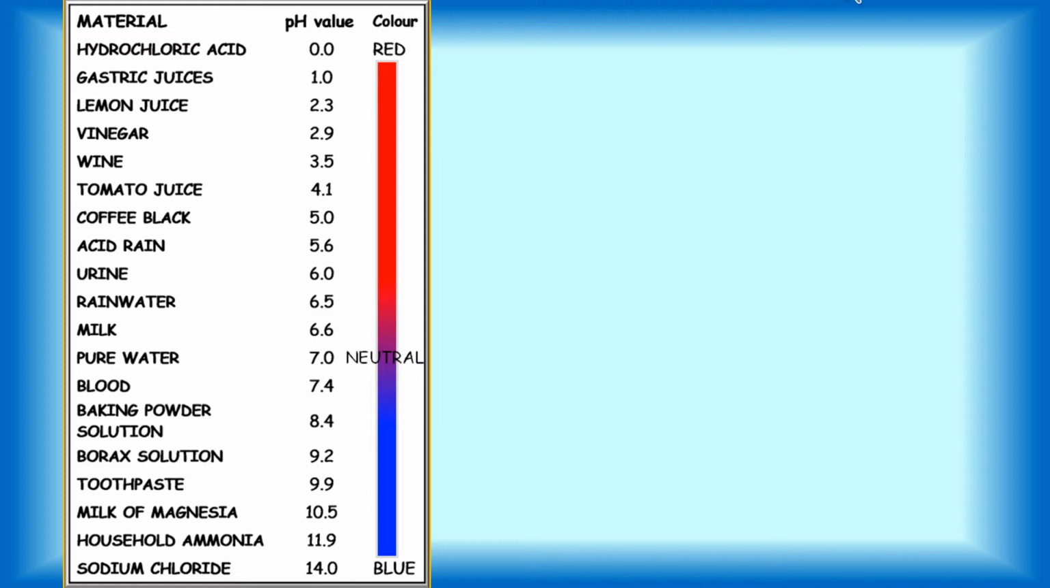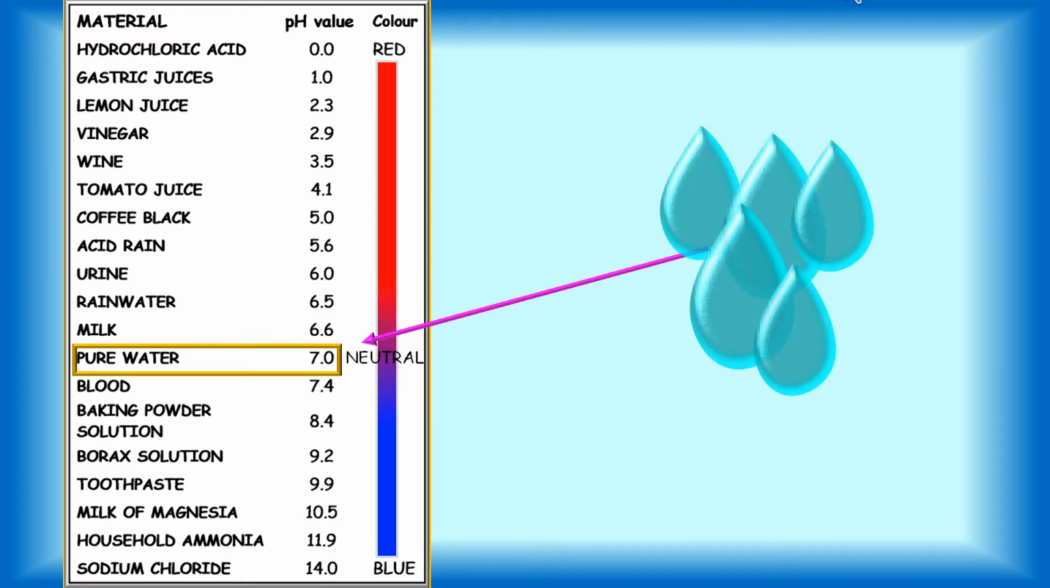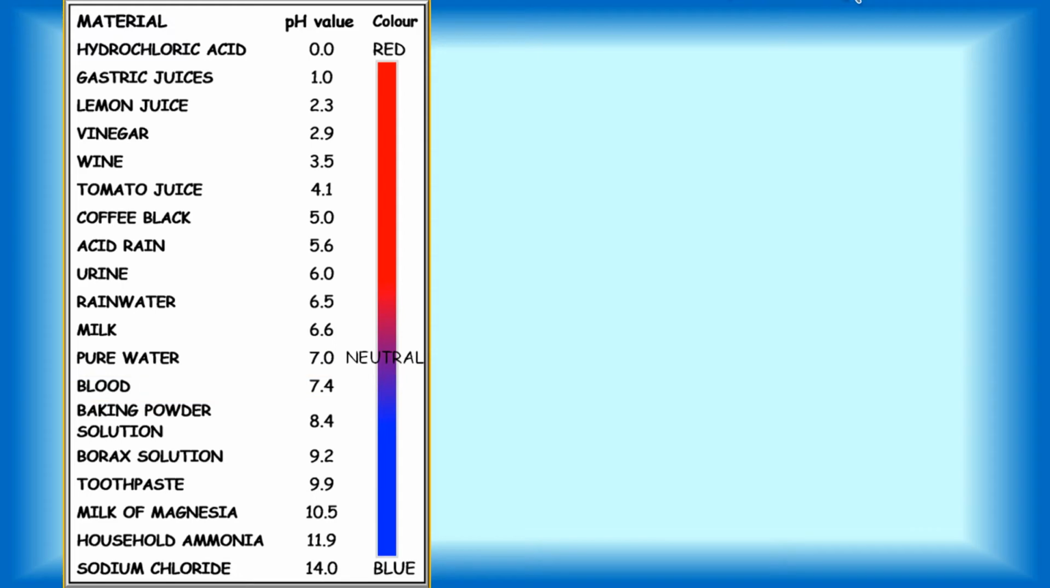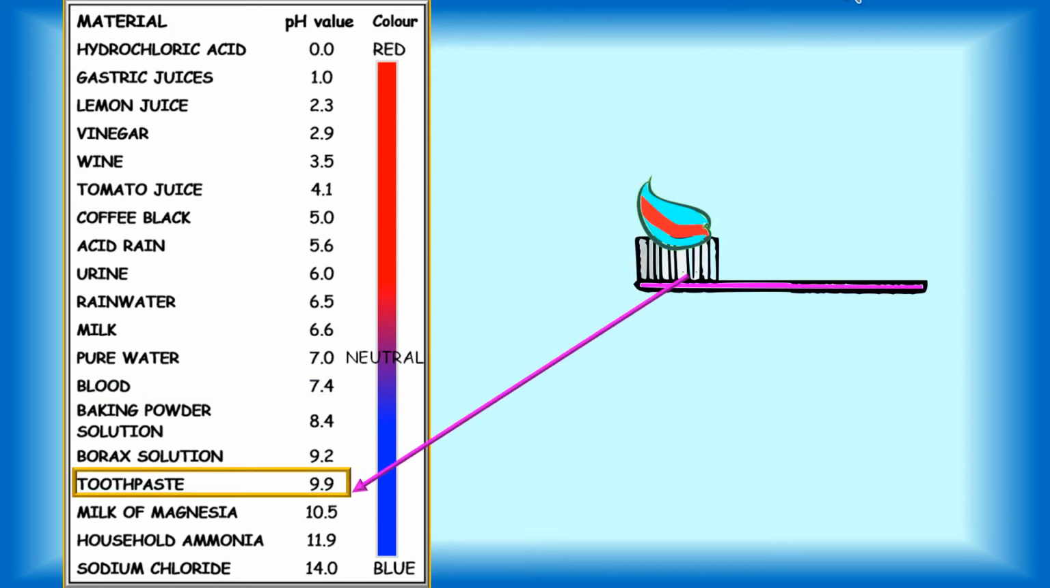Let us look more closely at the pH scale. Pure water or distilled water has a pH value of 7. Pure water is the most neutral material. Blood has a pH value of 7.4. So, blood is almost neutral. Toothpaste has a value of approximately 9.9. Toothpaste needs to be base because acids will cause tooth decay.